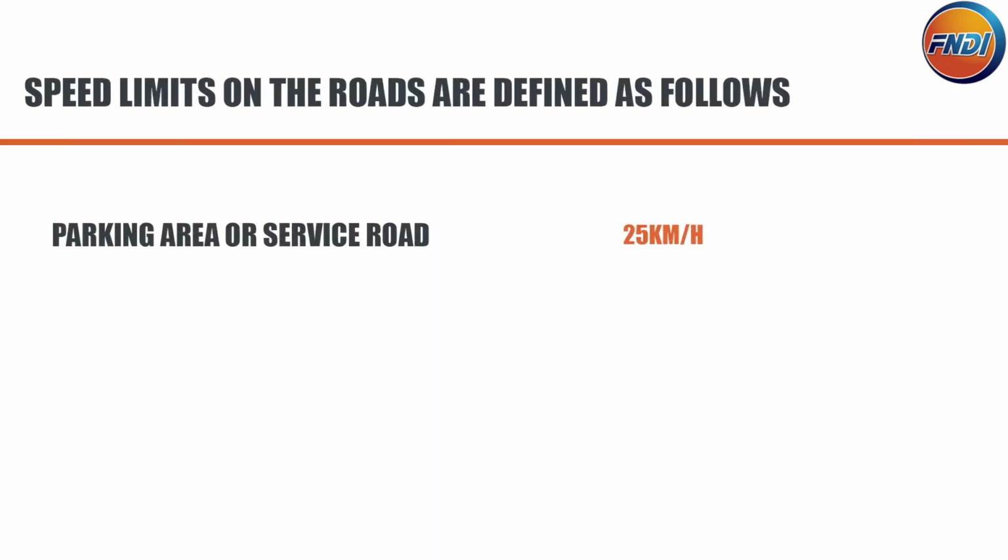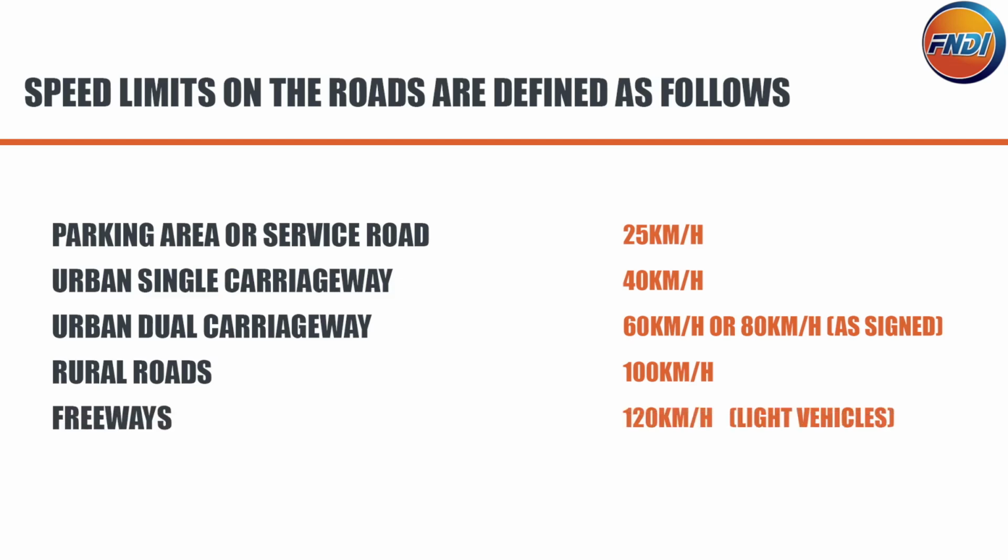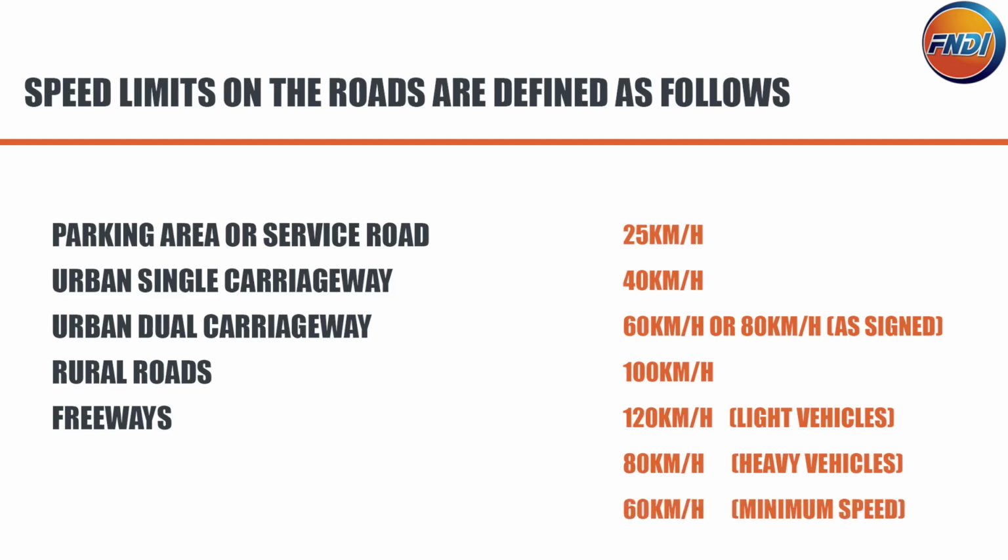Parking area or service road, 25 km per hour. Urban single carriageway, 40 km per hour. Urban dual carriageway, 60 km per hour or 80 km per hour as signed. Rural roads, 100 km per hour. Freeways, 120 km per hour for light vehicles, 80 km per hour for heavy vehicles, and 60 km per hour is the minimum speed.